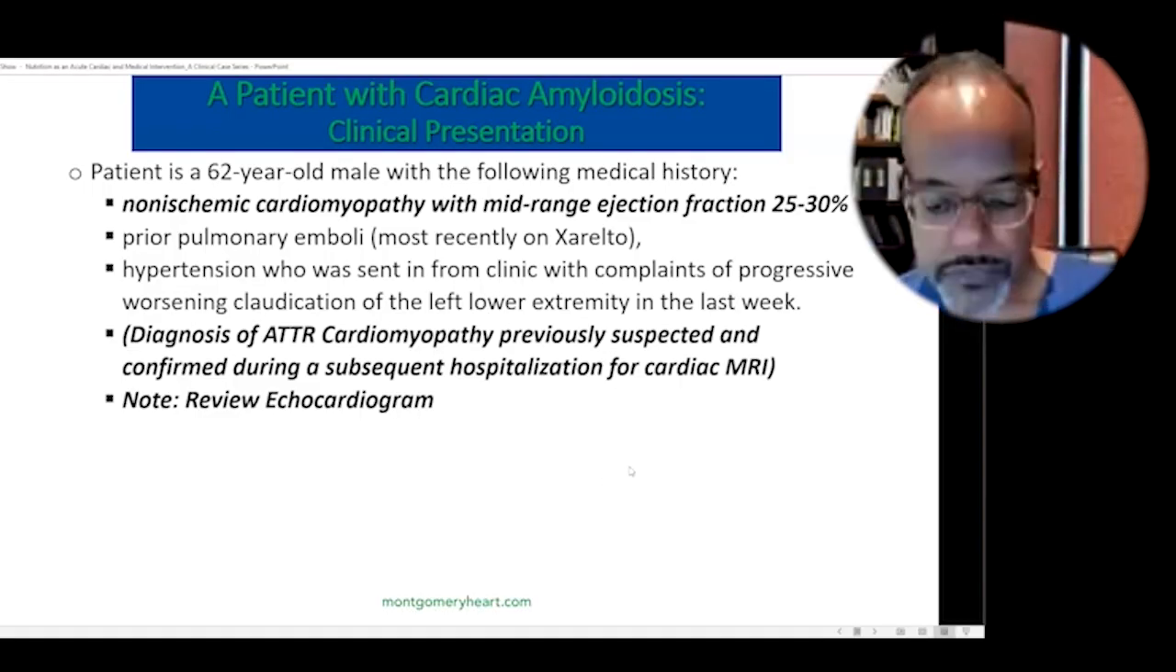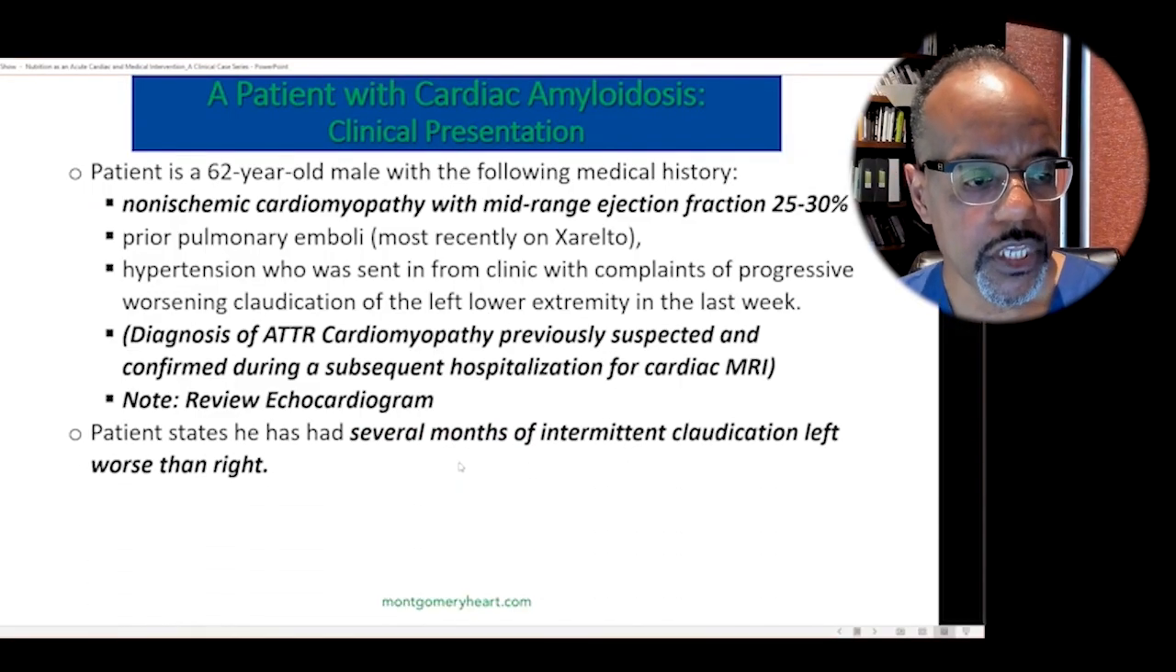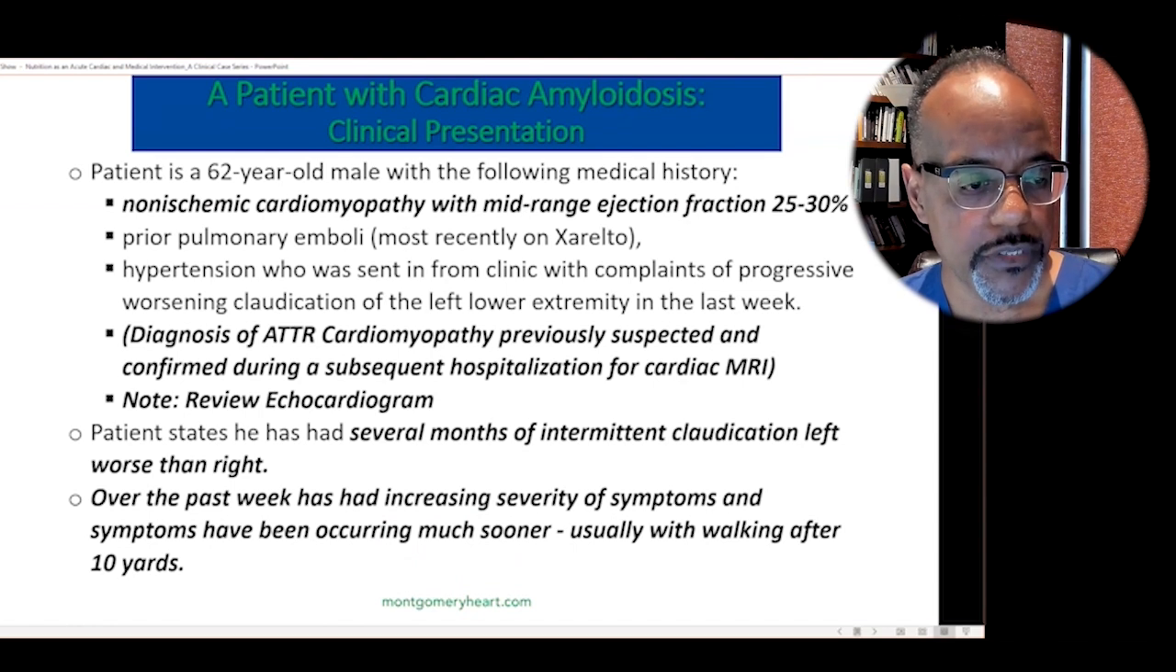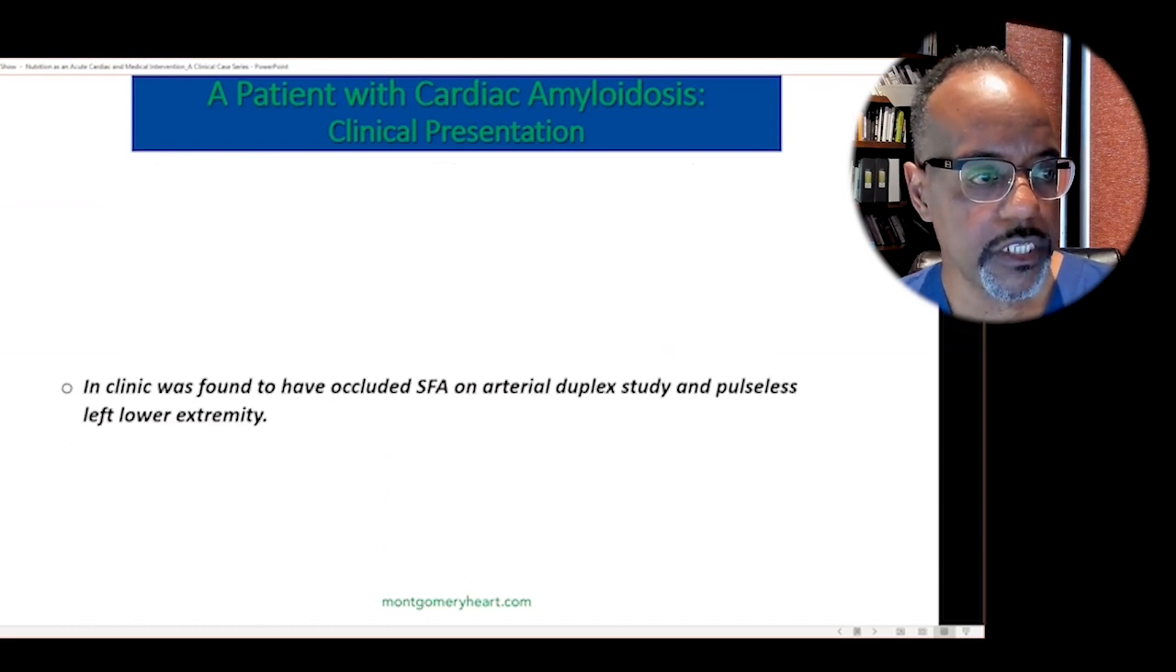Now, so basically what I want to do is continue with his case discussion. So there's a picture of the patient's heart. And so he had several months of what we call claudication, of pain in the left leg. He had pain in both legs, but much more severe in the left. And it just got progressively worse. And he presented to our office with worsening pain, and he couldn't walk about 10 yards.